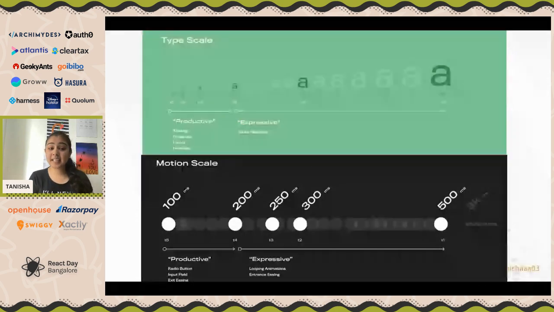The same scale is followed by the motion system. That is, as we increase the duration of our animations, the expressiveness of the animations increases. These animations attract our attention and create a very soothing experience while we navigate through an app, as compared to shorter duration animations, which are much more productive and designated to complete a specific task, that is a task on a button or any input field.